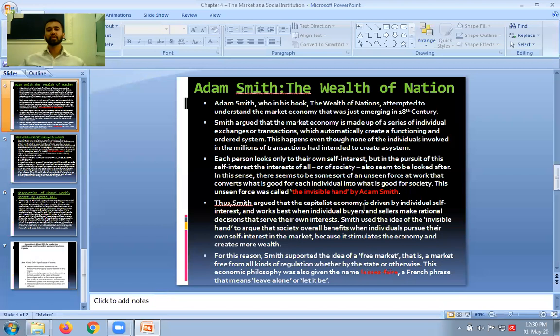And remember that there was a time when government used to interfere a lot in the market, but in the 18th century, the emergence of market economy started taking place. Government started regulating the market with less restrictions, with less regulations, right? So it was important for us to understand the market economy. Adam Smith, in his book The Wealth of Nations, attempted to understand the market economy that was just emerging in the 18th century. Smith argued that the market economy is made up of a series of individual exchanges and transactions which automatically create a functioning and ordered system. This happens even though none of the individuals involved in the millions of transactions had intended to create a system.